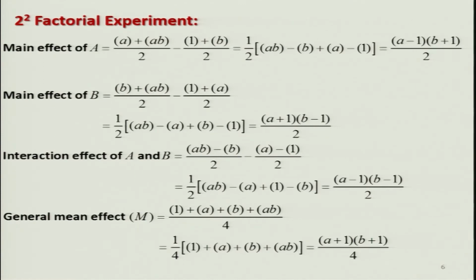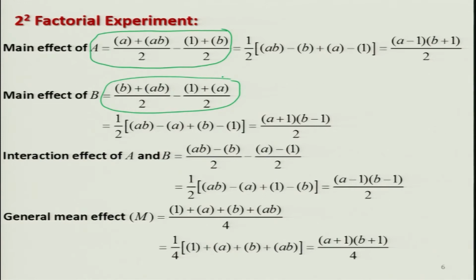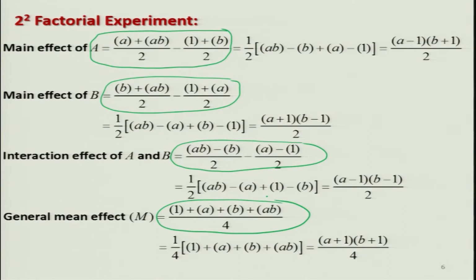And you can verify that the main effect of A that we had found was like this: A plus AB divided by 2 minus 1 plus B divided by 2. And similarly, the main effect of B was found like this: B plus AB minus 1 plus A divided by 2. And the interaction effect between A and B was found as AB minus B divided by 2 minus A minus 1 divided by 2. And the general mean effect was found as 1 plus A plus B plus AB divided by 4.